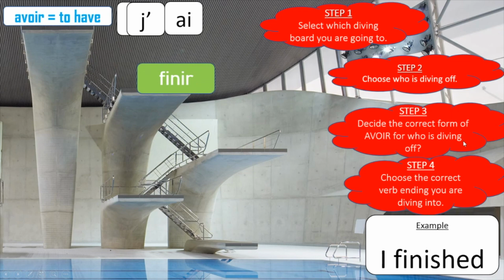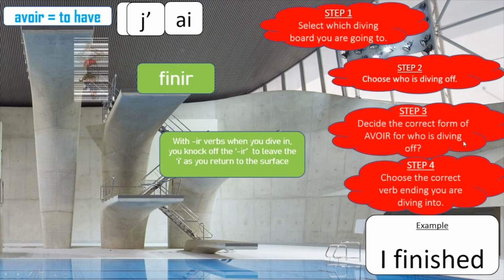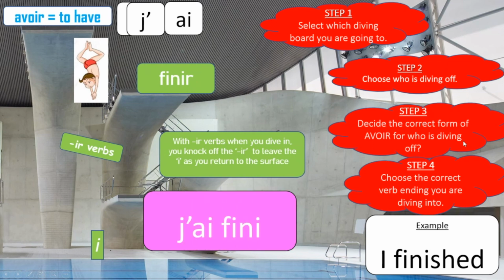And so now we know when we're looking down at the top of that swimming pool, at the diving board into the swimming pool, we're looking down where we need to dive into, and we're going to dive into the IR part of our swimming pool, and we're going to come to the surface with the IR off, and it's now an I. So how do we say I finished? Give me your answer in 3, 2, and 1. J'ai fini, okay? And on that bombshell, j'ai fini, I finished.